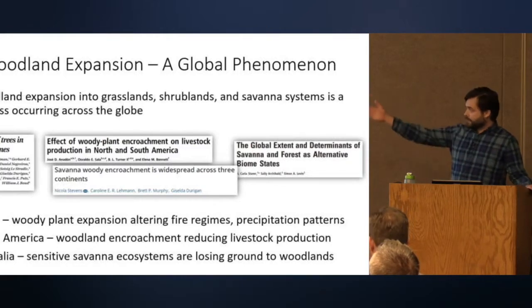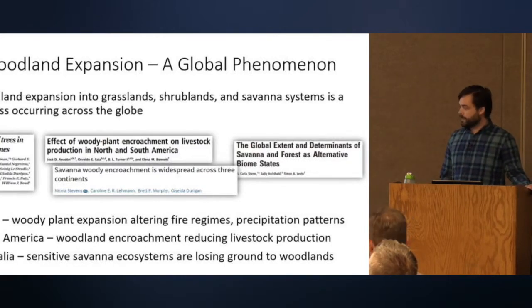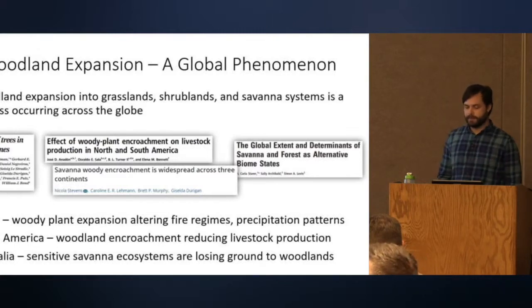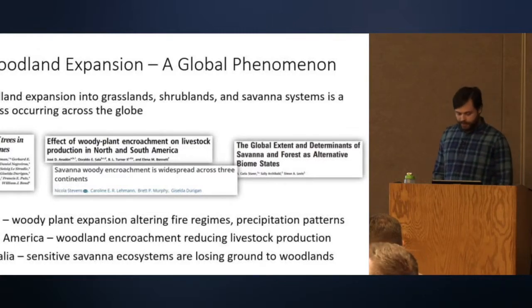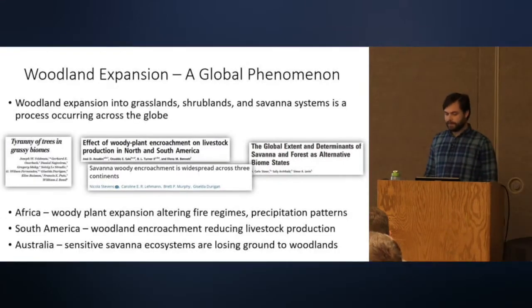So for example, I've got some papers listed up here. In Africa, woody plant encroachment into grassy ecosystems is altering fire regimes and changing temperature and precipitation patterns. In South America, in Argentina specifically, woodland encroachment into rangeland is having impacts on livestock productivity. And in Australia, some sensitive savanna ecosystems are being constricted by woody plant encroachment and losing ground across the board.